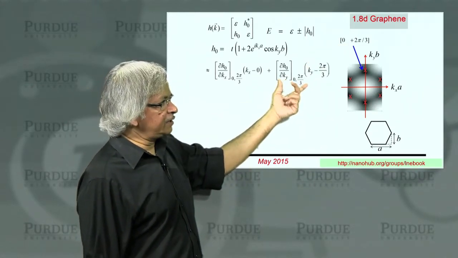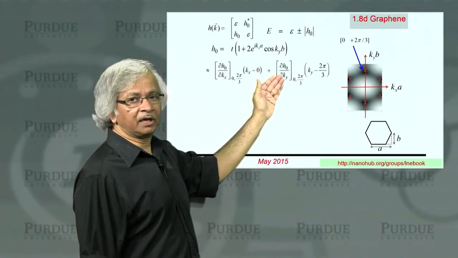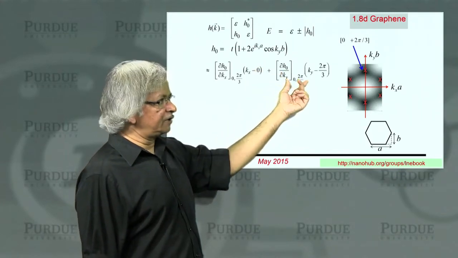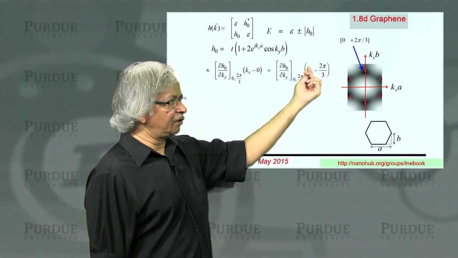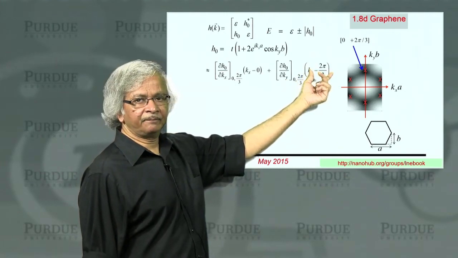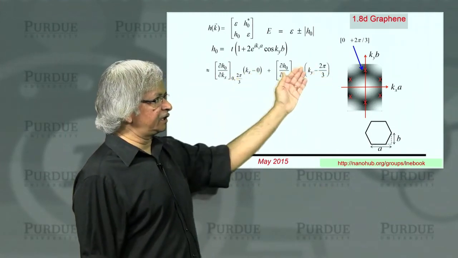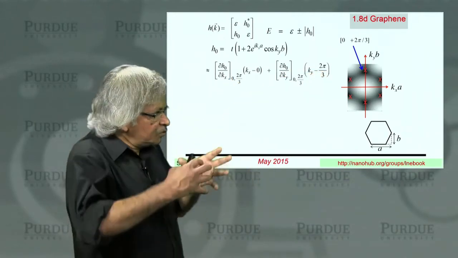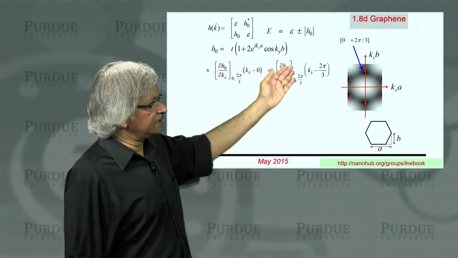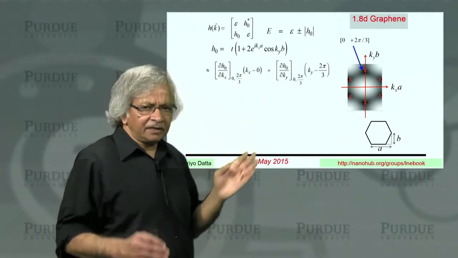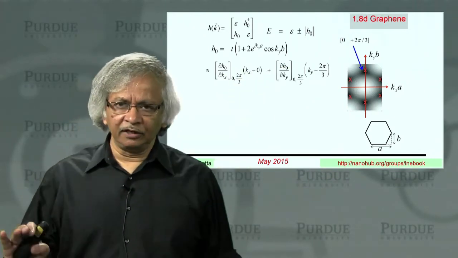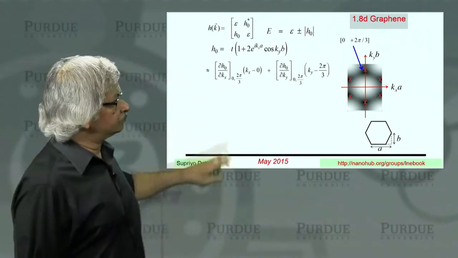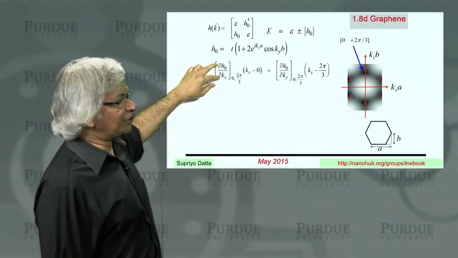Similarly, for ky, you look at the derivative with respect to ky, again evaluate it at that point, and multiply it by ky minus 2 pi over 3. And of course, if kx is 0 and ky is 2 pi over 3, you get 0. But as it moves away from that point, this is a linear function that will describe what you want fairly well. So the next step then is to evaluate those derivatives.